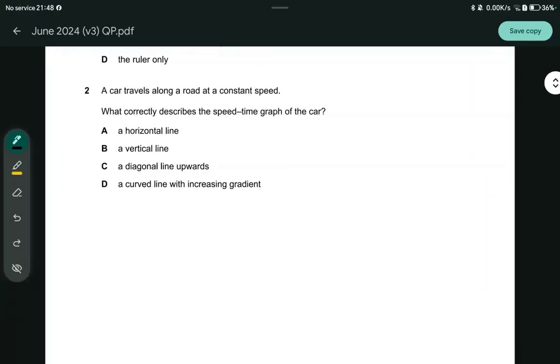A car travels along a straight road with constant speed. What describes the speed-time graph? Okay, speed-time. It's saying it goes with constant speed, so speed is the same, so it's going to be a horizontal line.